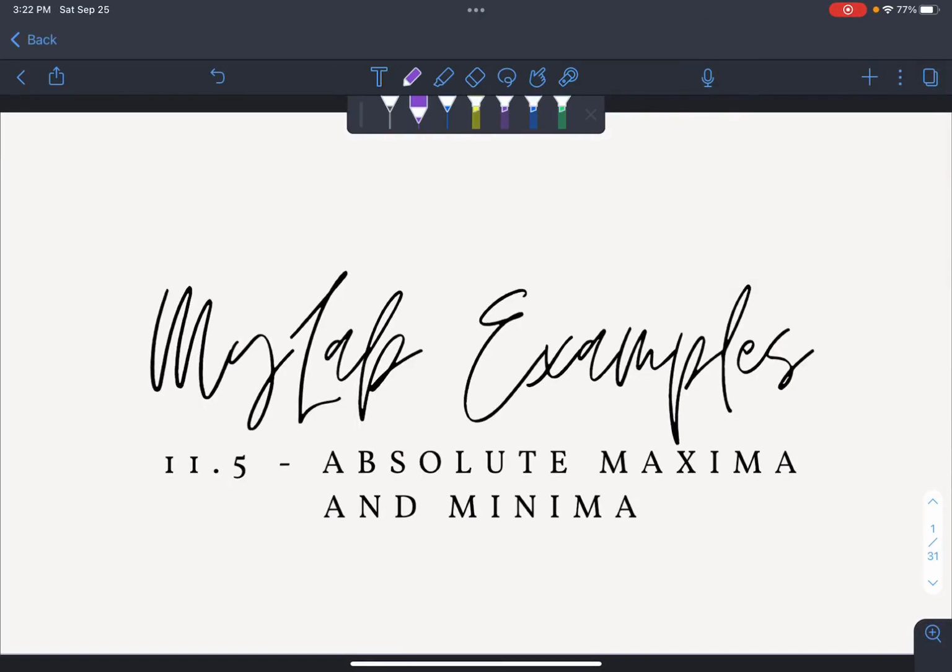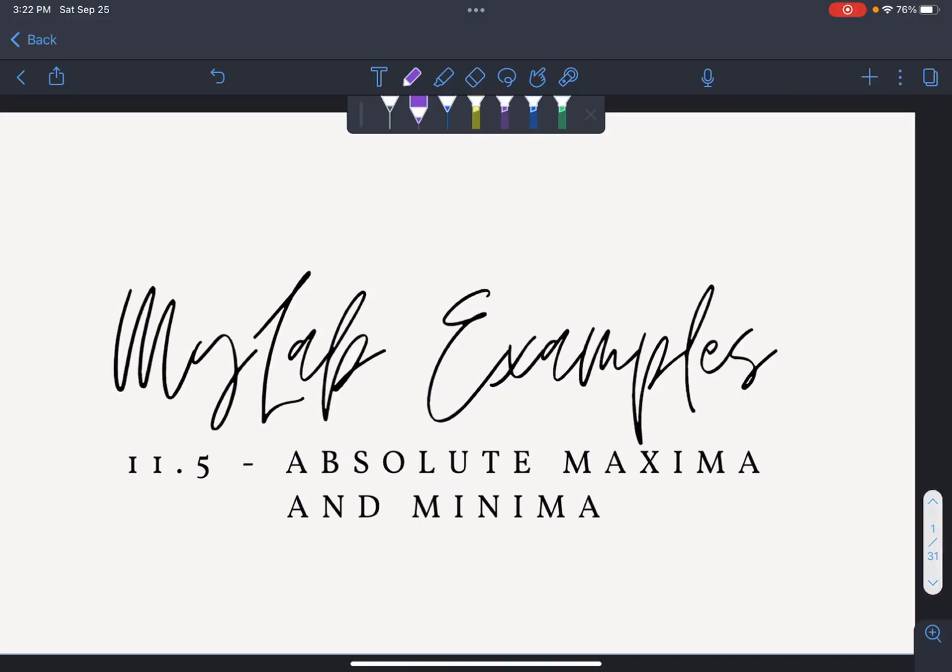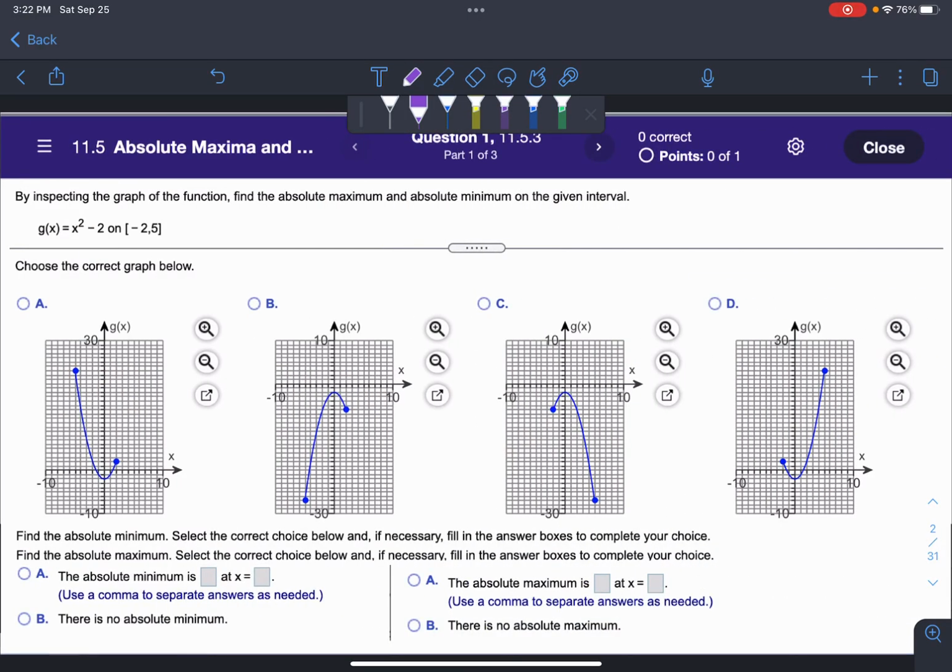Hello. In this very brief video, I'm going to go over section 11.5, and this is all about finding extrema. For this problem, we have a g of x, and it's a parabola, right? And we have a closed interval from -2 to 5, including -2 and 5. So we want to know where the absolute max and min are on this interval.